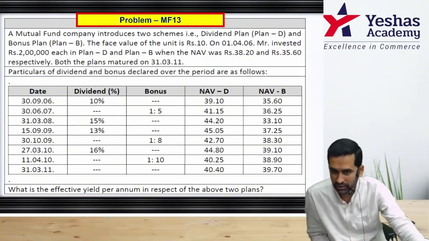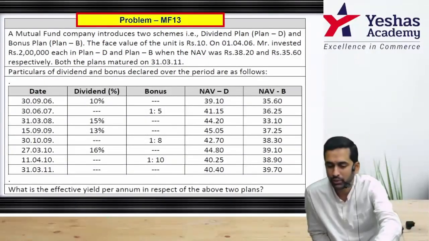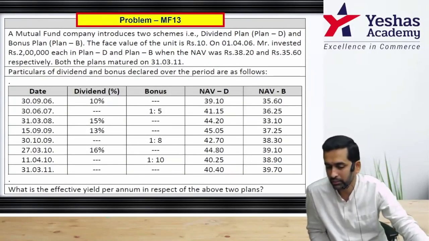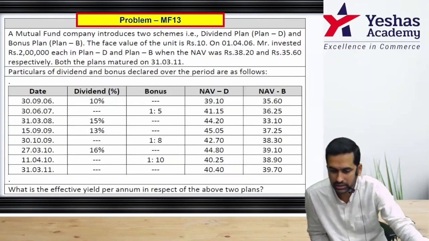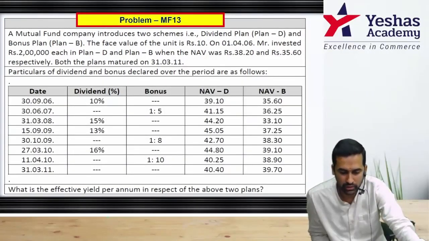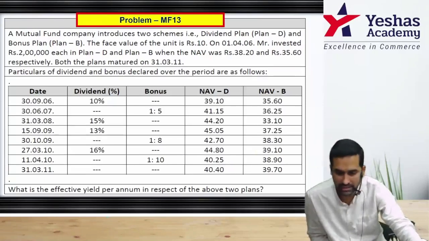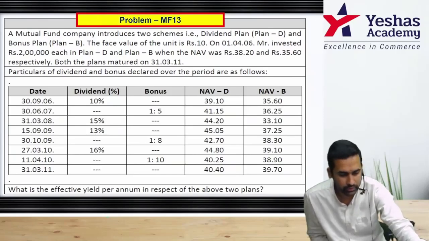Here face value is 10. The 10 was given so that dividend can be calculated. But you did not buy at that rate. You bought it at 38.2 and 35.6 respectively. Both the plans matured on 31/3/2011. So with this you can find out the period. In 2006 they started and in 2011 the plan is over.